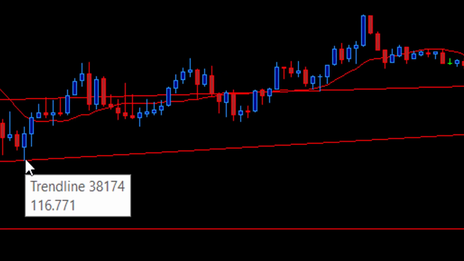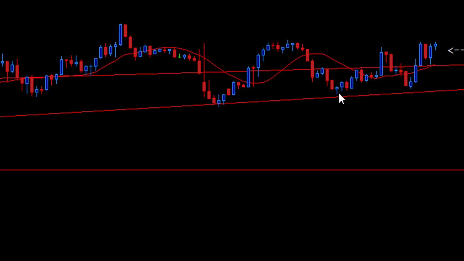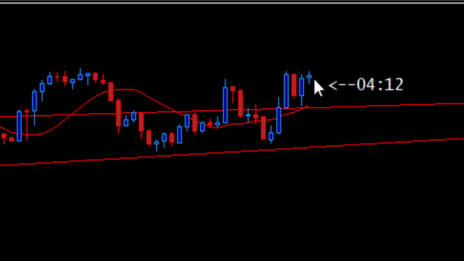Support, support, support, support. So it might take a minute for pricing to get right here. When pricing gets right here, that's the highest probability trade.